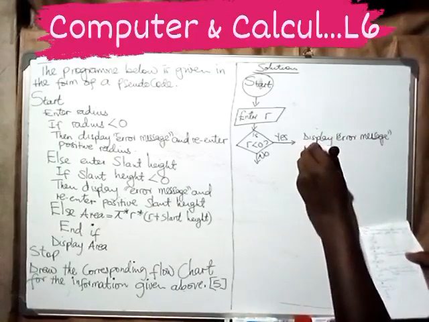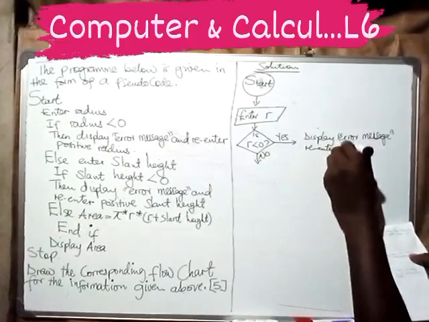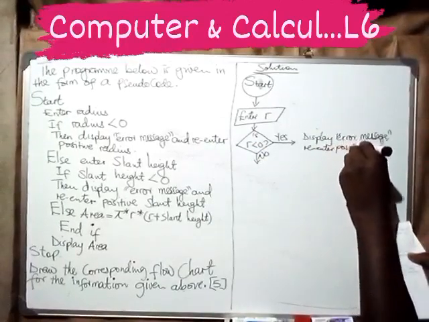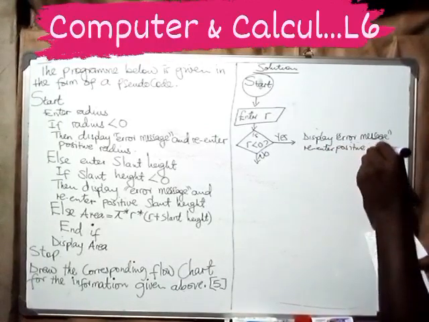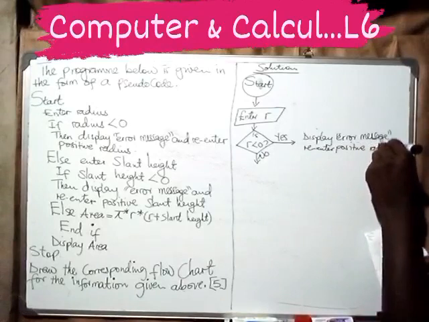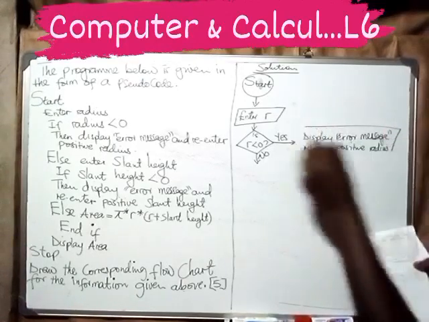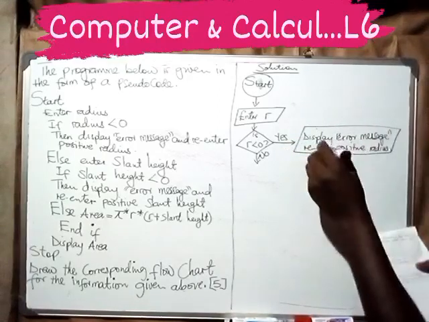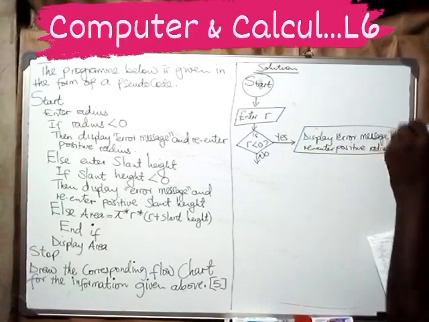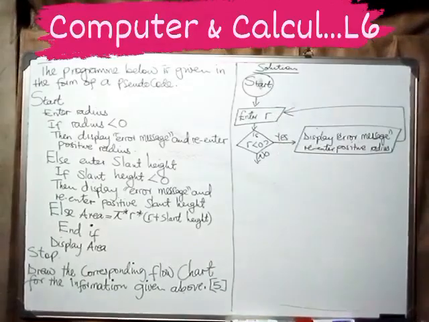Then you enter. What are you entering? You are entering a positive radius. So what shape do we normally have for this? We have a shape of such kind. Then you say you enter a positive radius.